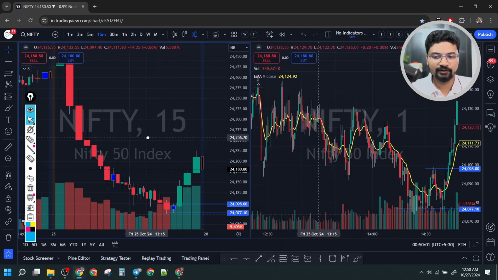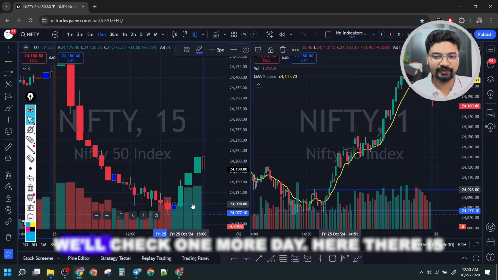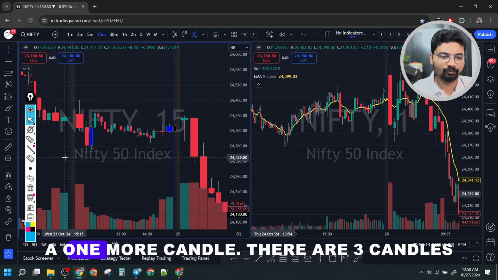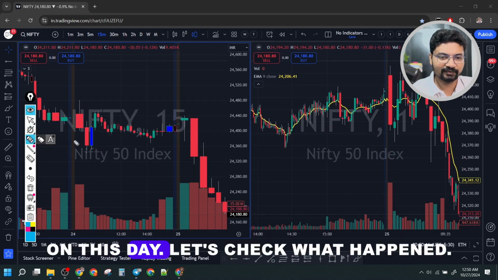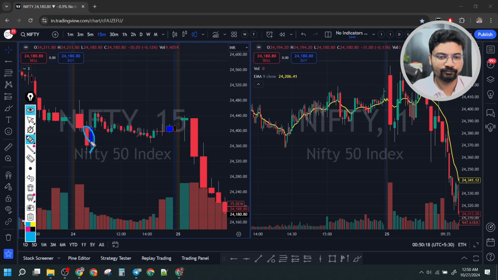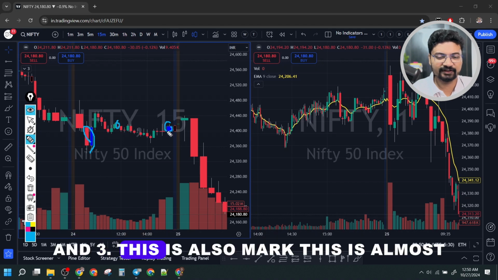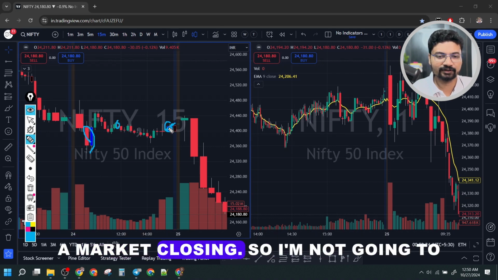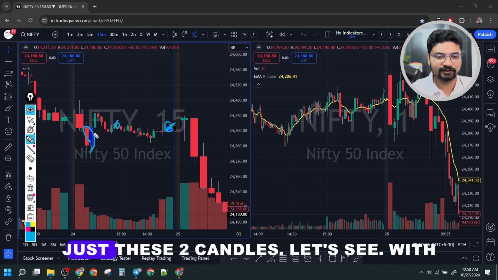Okay, let's remove these drawings, and we'll check one more day. Here there is one more candle. There are 3 candles on this day. Let's check what happened. 1, 2, and 3. This is almost market closing, so I'm not going to consider just these 2 candles.